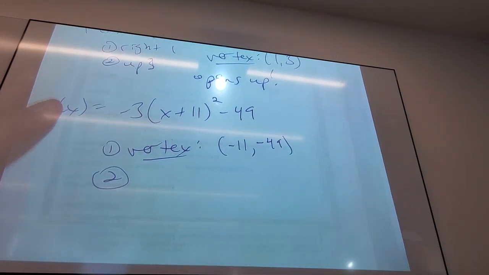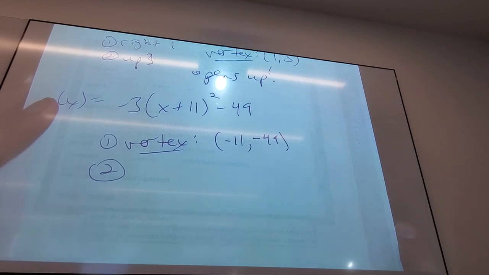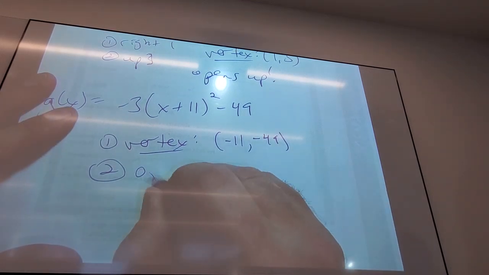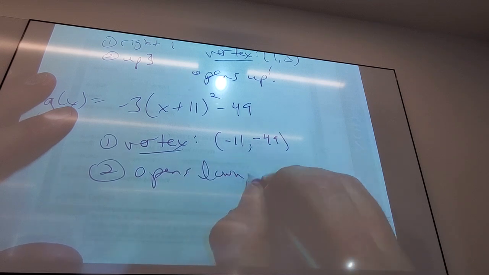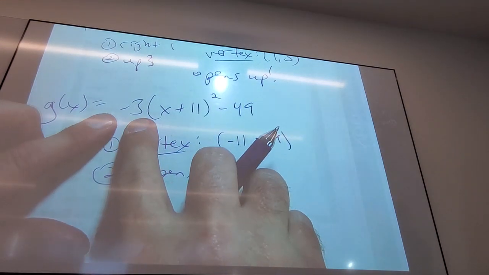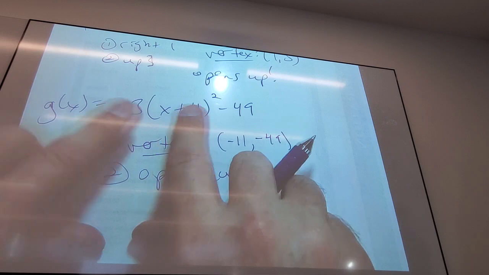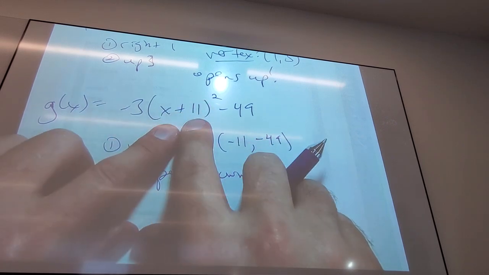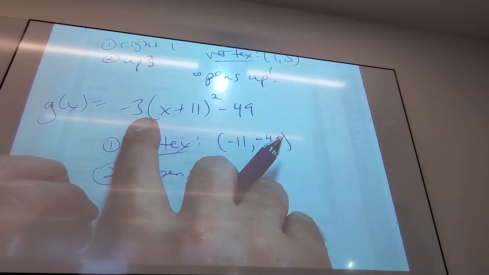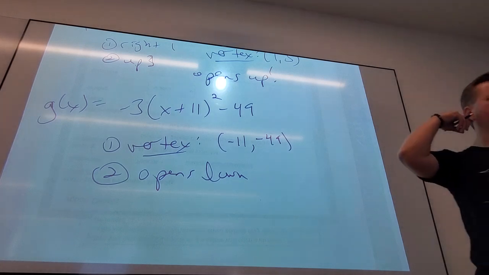It's a parabola. Okay, we already said that. What else we got? Tell me something else. Opens down. How do you know that? Negative coefficient. Yes, the first number is negative. Why did that 3 not screw with my vertex? Because it only matters what's in here. It tells me how much the x moves. What's that 3 tell me?